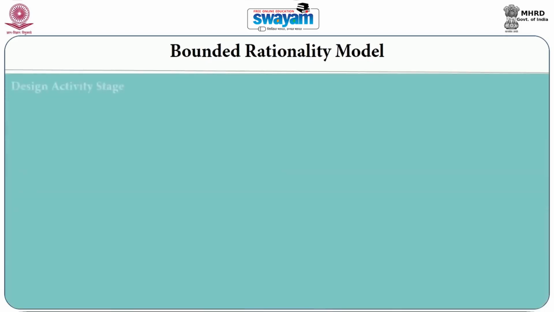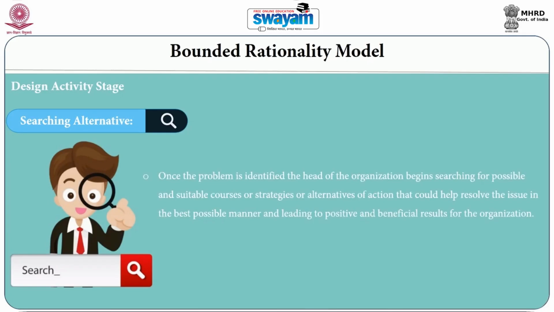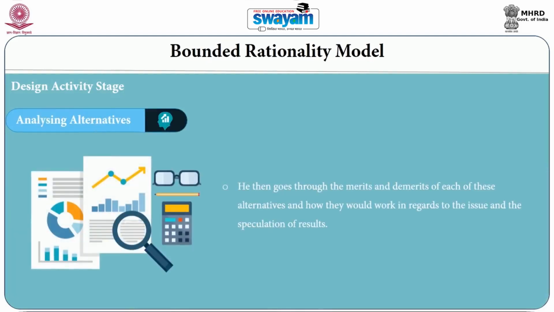What is the design activity? Searching for alternatives. Once a problem is identified, like for instance why the children are not going to school, the head of the organization begins a search for possible and suitable courses, strategies or alternatives of action that could help resolve the issue in the best possible manner, leading to positive and beneficial results for the organization and for those who look for some kind of solution. We go through the merits and demerits of each of these alternatives, like DIET schools, alternative schools, and how they would work with regard to the issue and how we can expect the results. What is the bounded rationality model then?